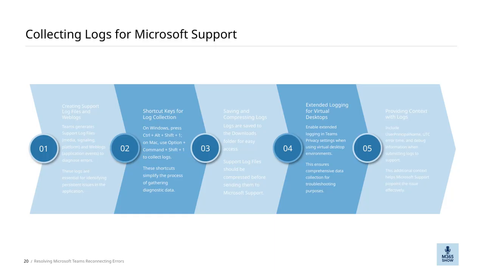Let's talk about collecting logs for Microsoft support and how it helps us resolve Teams reconnecting errors. Teams creates different types of logs, including support log files, which cover media, signaling, and platform data, and weblogs that track application events. These logs are crucial because they help diagnose and pinpoint the root of persistent issues within the application. To create these support log files and weblogs, you can use simple shortcuts. On Windows, press Ctrl plus Alt plus Shift plus 1, and on a Mac, use Option plus Command plus Shift plus 1.